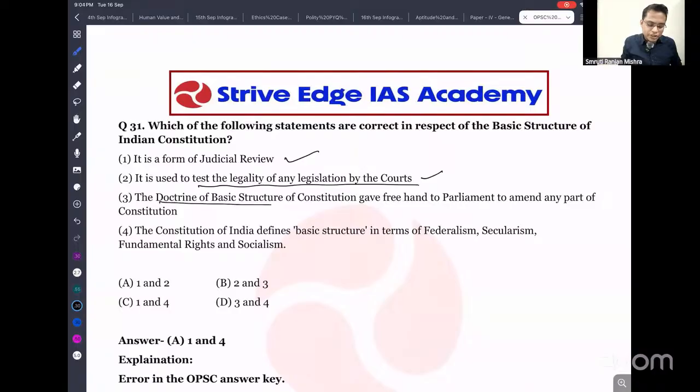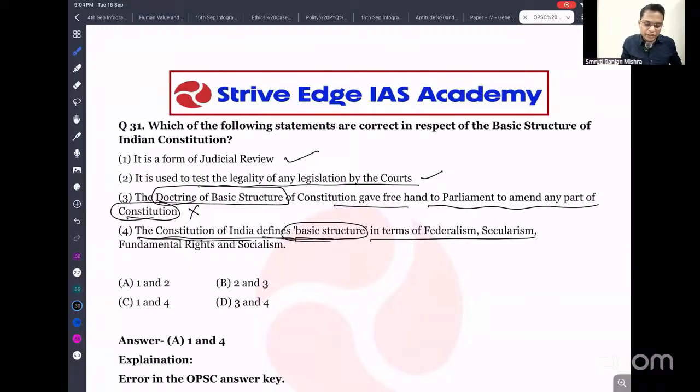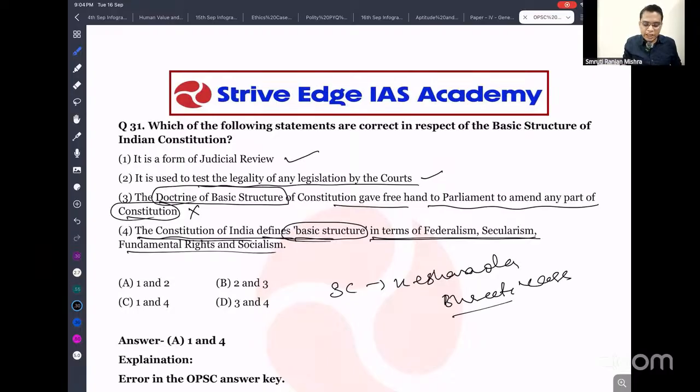The doctrine of basic structure of the Constitution gave a free hand to Parliament to amend any part of the Constitution? No, it is restricting Parliament from amending any law. So this is not correct. The Constitution of India defines the basic structure? First of all, in the Constitution there is no definition like the basic structure. It was invented by the Supreme Court in the Kesavananda Bharati case. So the fourth statement is also wrong.